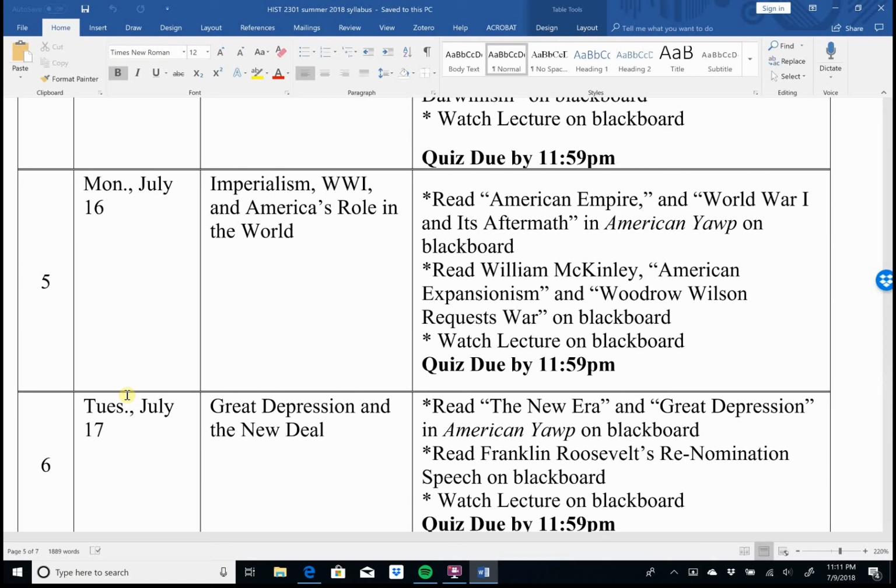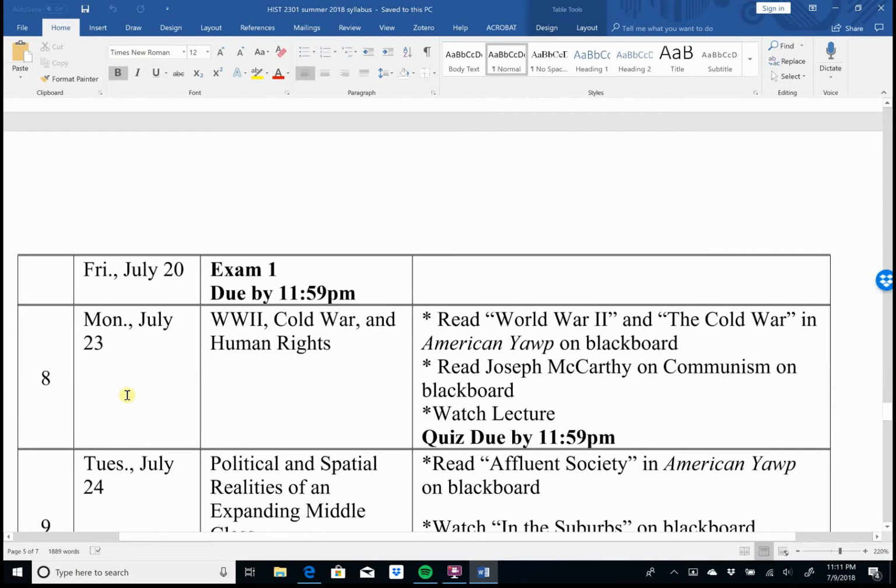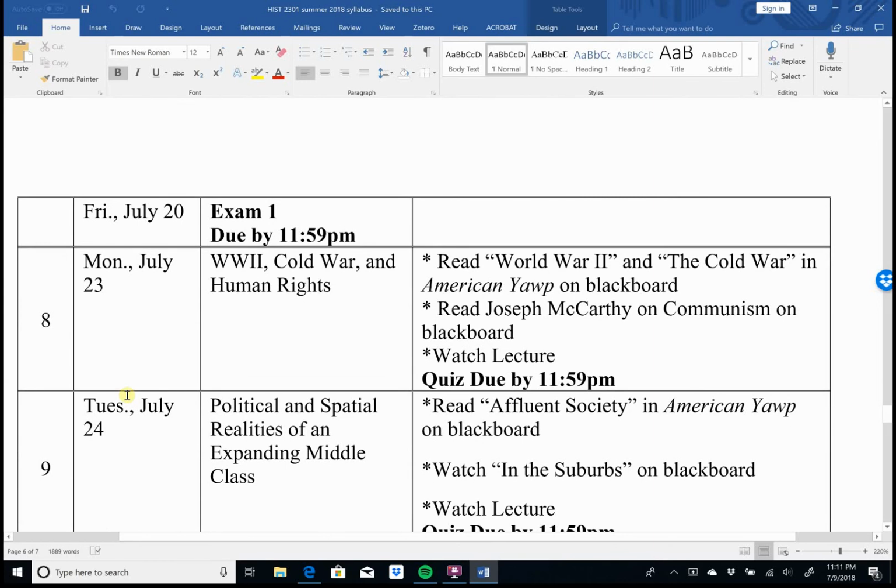Another thing, when you open a quiz up, you will have an unlimited amount of time to finish it. You also aren't required to finish the quiz in one sitting. The same goes for the exams. Nothing is timed. You simply need to complete it before the deadline. Notice that our first exam is Friday, July 20th. It will be available that morning, and you need to complete it by 11:59 p.m.